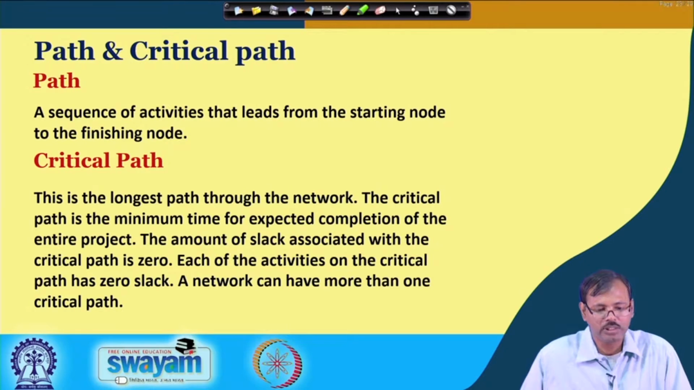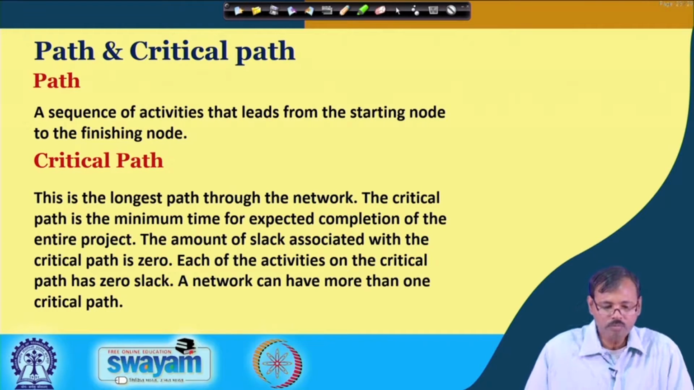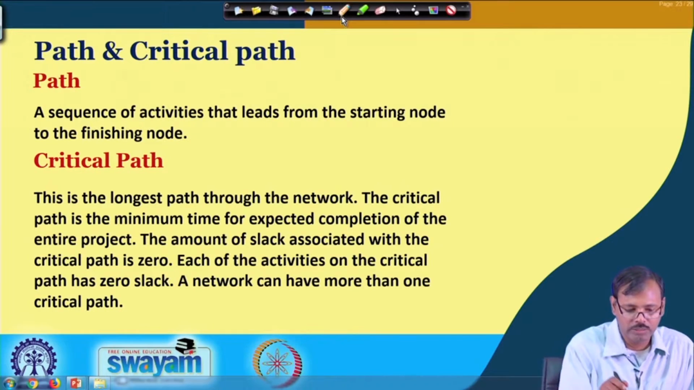Path is basically a sequence of activities that leads from the starting node to the finishing node, and critical path is the longest path in the network. That means, the critical path is the path which takes the longest time to go from the starting node to the finishing node. To understand more on this, let us just read this one.